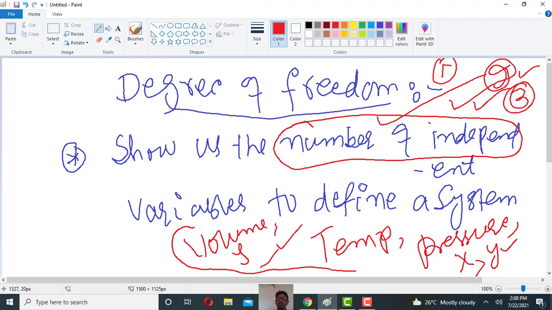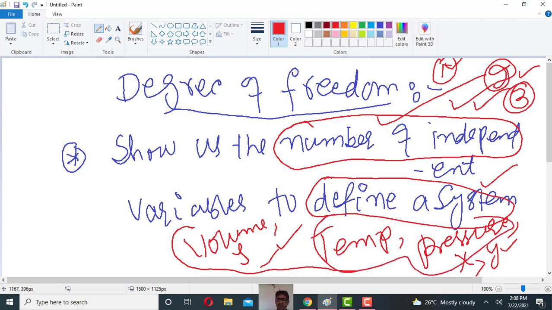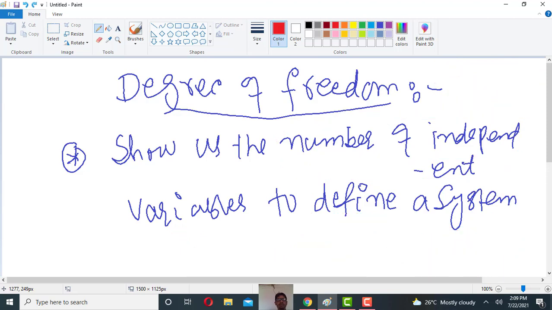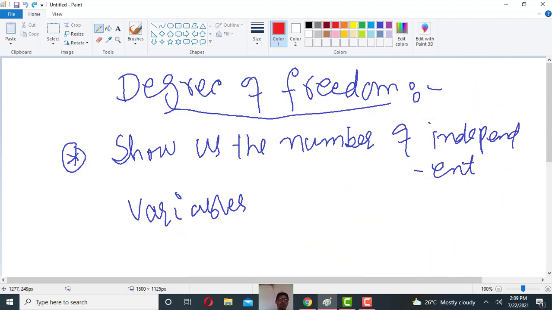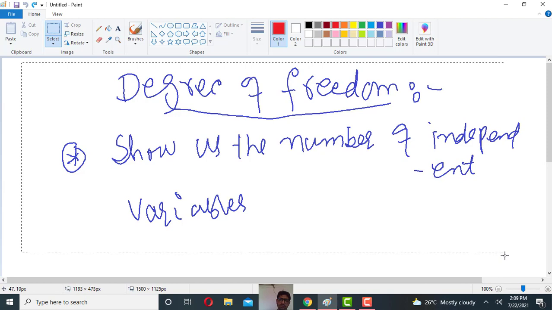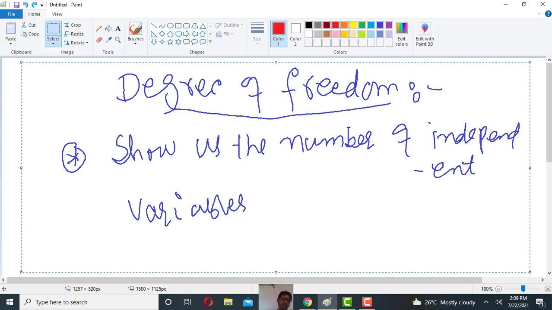In some systems we need one independent variable to completely define our system. In some cases we need two independent variables, temperature and pressure. In some cases we need 3 or 4 independent variables. So the degree of freedom shows the number of independent variables to completely define a system. This is the degree of freedom analysis.